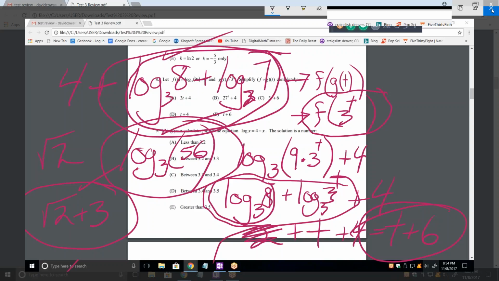Same thing with logs. You don't turn those into numbers. You can simplify them sometimes, but you don't turn them into numbers. In other words, if I had that as 8 times 7, then I can certainly multiply those together and get 56. But that's all I can do.